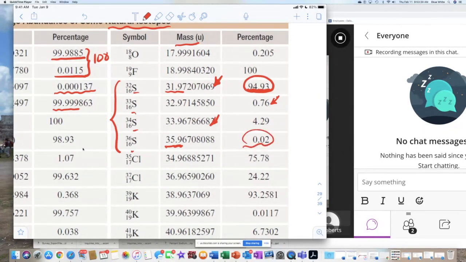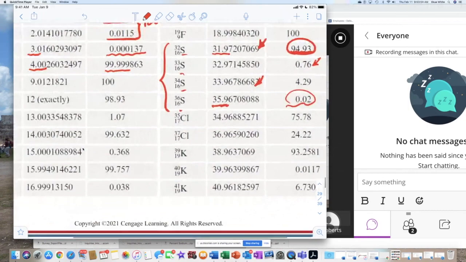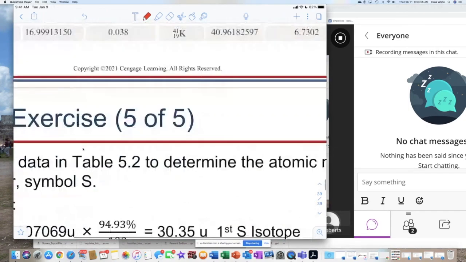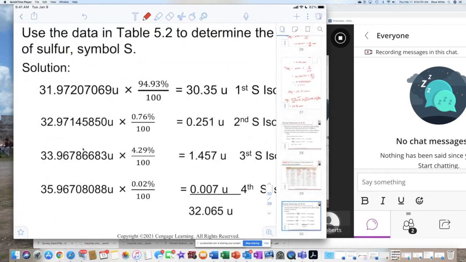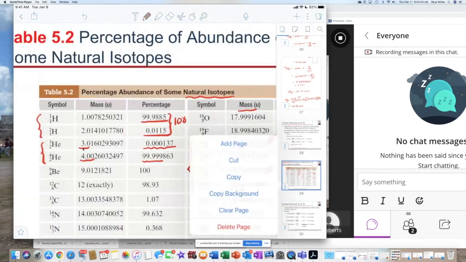Okay, so what I did from here was I used these numbers provided here to figure out the atomic mass unit for sulfur. And the atomic mass unit will be the same thing as the atomic mass that we see in the periodic table. So I worked it out over here, but I'm going to work it out again so we can see how this works out.